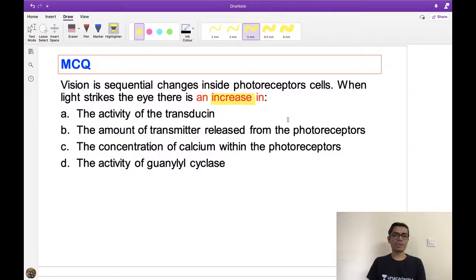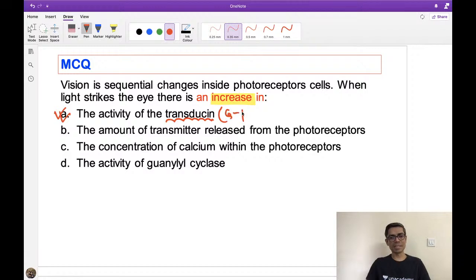Okay, so look here, you are absolutely correct: your answer is increase in the activity of transducin. So now if I ask you what is this transducin in case of vision or olfactory pathway? Transducin is nothing but the G protein, it is the name of the G protein which is responsible for vision.